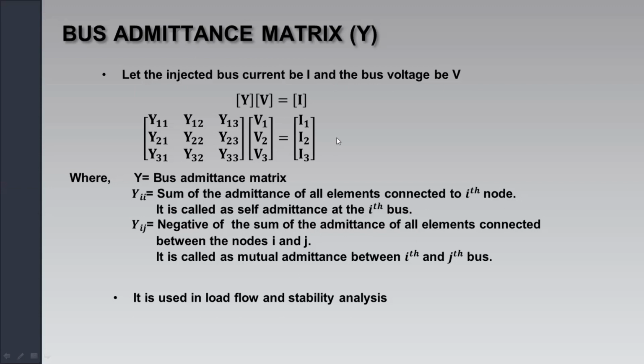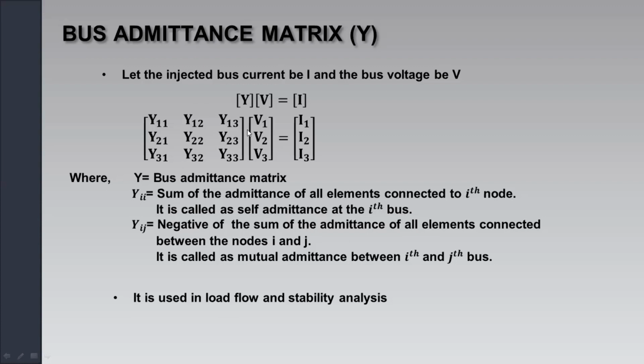In the case of a 3-bus system, the format of the bus admittance matrix is like this. It consists of 3 columns and 3 rows. Here, the diagonal elements Y11, Y22 and Y33 are generally expressed as Yii, for the ith bus. Yii is equal to the sum of the admittances of all elements connected to the ith node. It is called the self admittance at the ith bus.